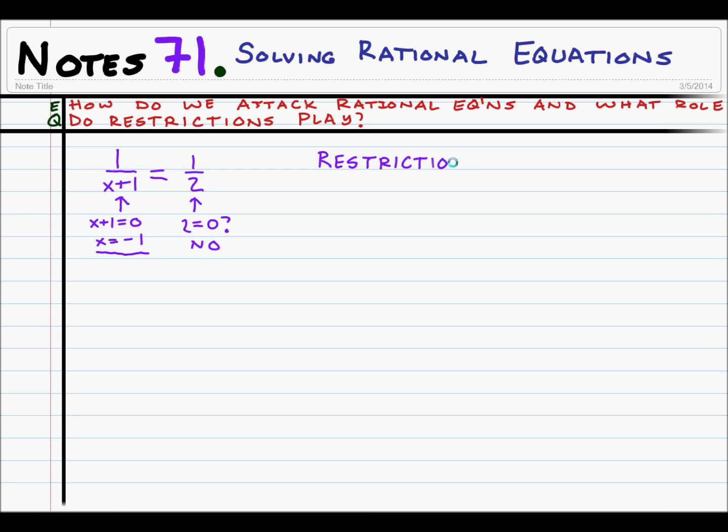So if you've ever been grounded, that's probably pretty much everyone here. Basically, you're restricted. Your privileges are restricted. You no longer can do those things. You're not allowed to do them. Same idea here. So we're looking for the values that we're not allowed to get.